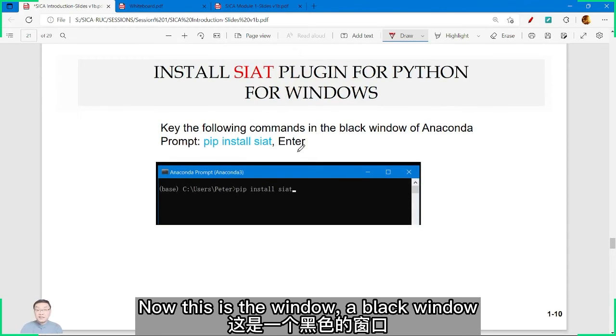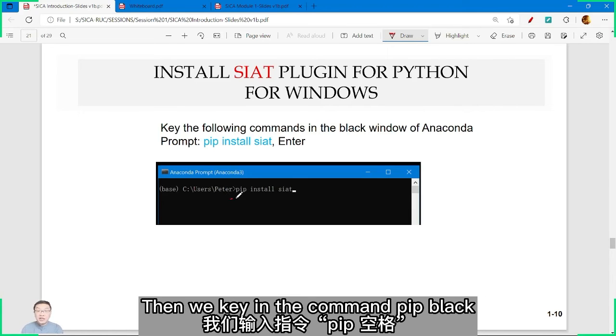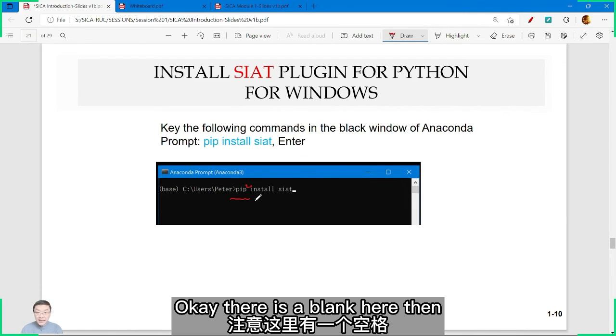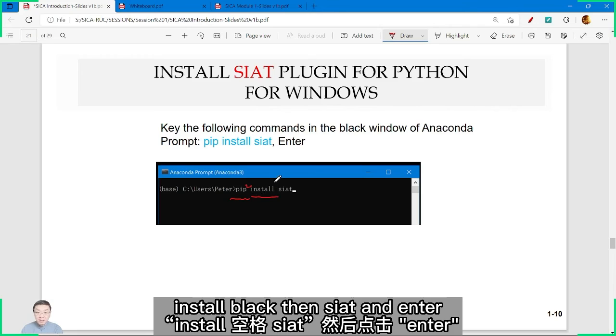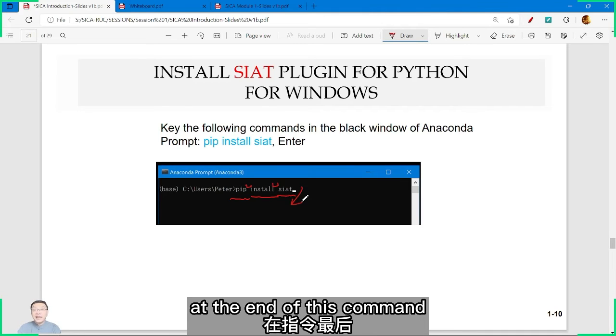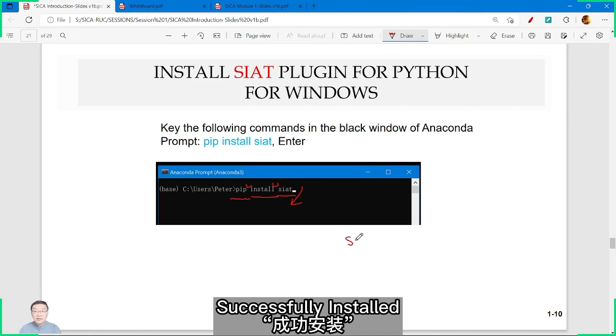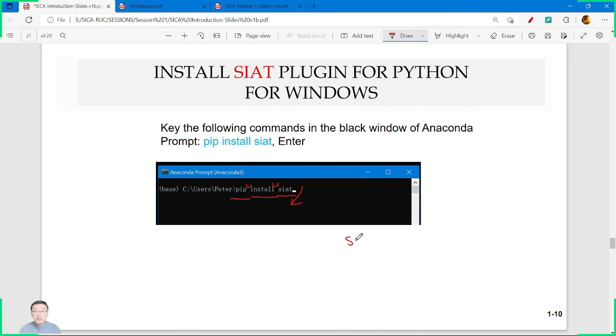Now, this is the window, a black window, a Windows from the last century, but still useful. Then we key in the command pip, blank, install, blank, then the package name. Then press Enter. If everything goes well, at the end of this command you will see a very critical phrase: successfully installed.